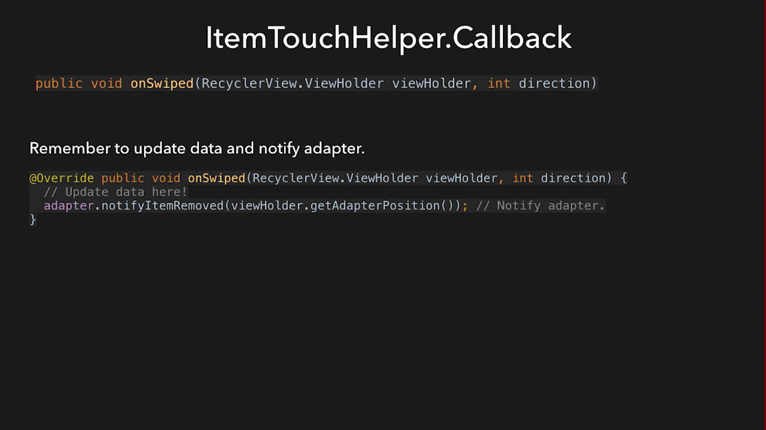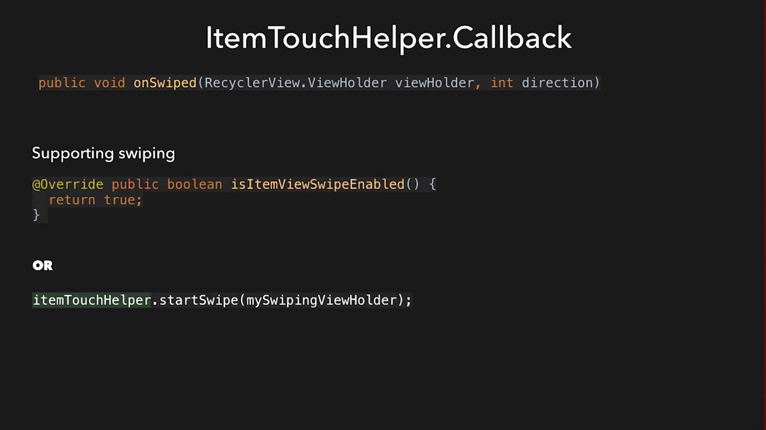To support swiping, there's again a convenience API, isItemViewSwipeEnabled. Normally you want to return true. By default, it's true. But you also have the manual API where you can say startSwipe. So if there's a handlebar, some kind of affordance on your view, you just tell the helper, hey, this view holder with this view can start swiping now. So these are common use cases.